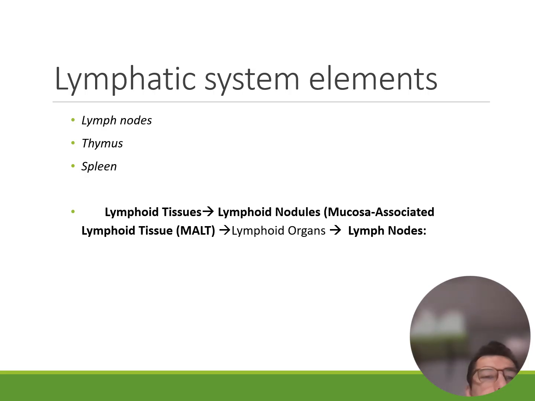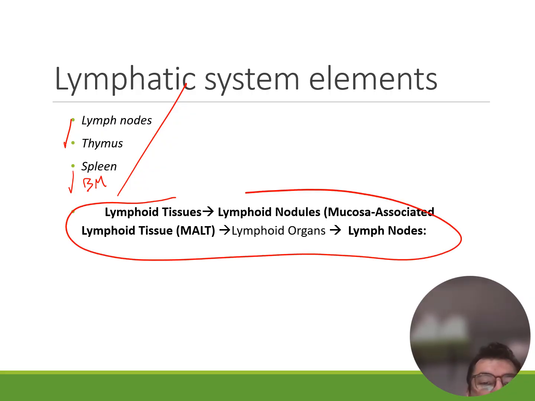Now, this is just again some of the elements and some of the organs. The organ that we're missing here will be the bone marrow. These are the four main organs. Primary organs will be your thymus and your bone marrow. And these are the other tissues that we discussed.